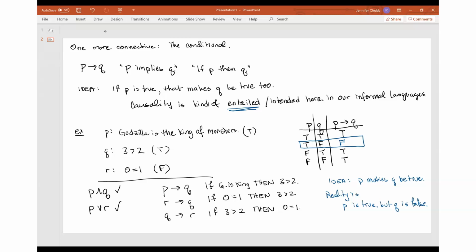The true implies true feels good, right? Because everything's true, so it seems like the statement should evaluate to true. And these two cases, when the P part of a P implies Q statement is false, these are called vacuously true. They're basically content-free statements.